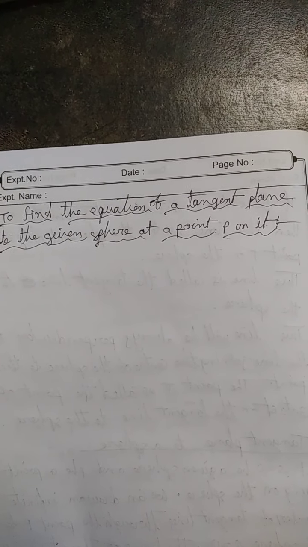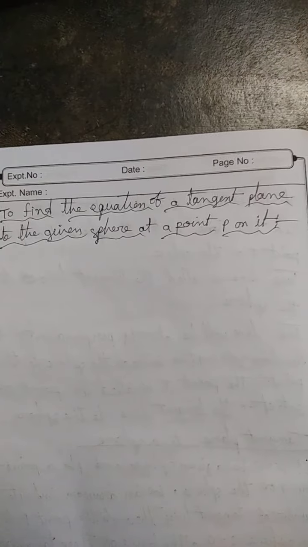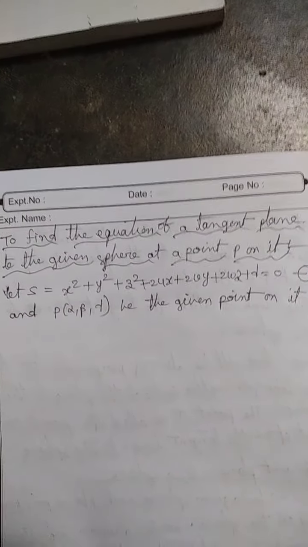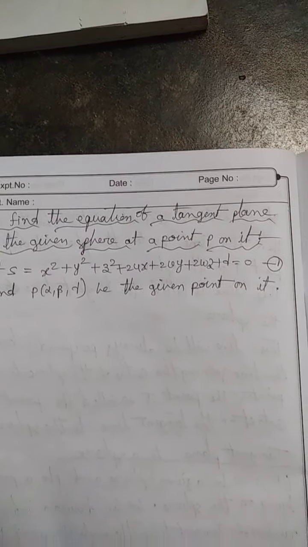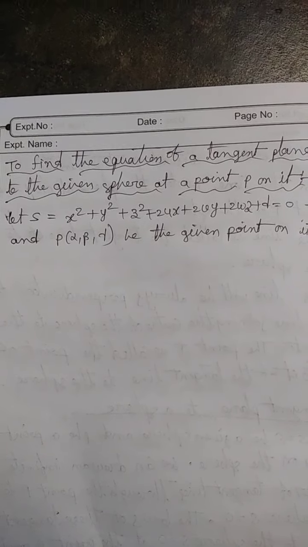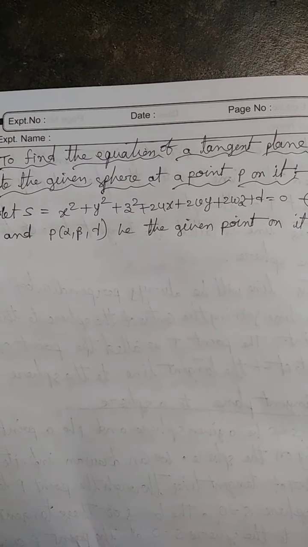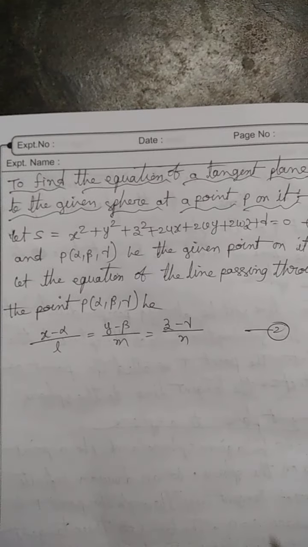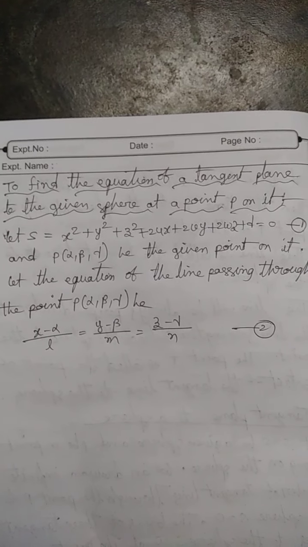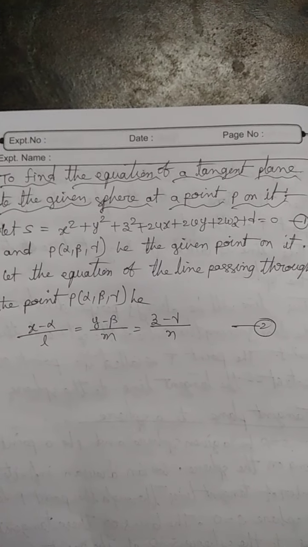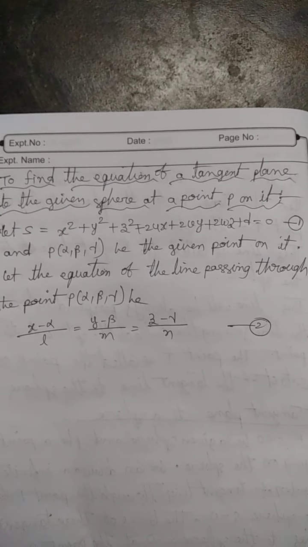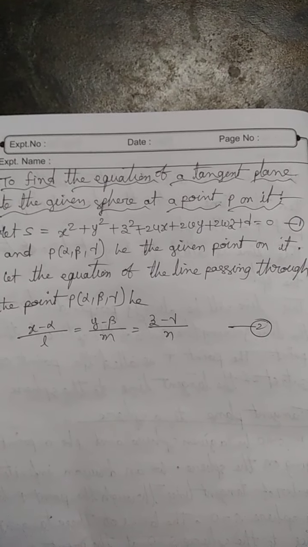Now, how do we find the equation of the tangent plane to the given sphere at a point P? Let the given sphere be S equal to x square plus y square plus z square plus 2ux plus 2vy plus 2wz plus d equal to 0, and P be the given point, that is alpha, beta, gamma. Now we know the equation of the line passing through the point alpha, beta, gamma is x minus alpha by l equal to y minus beta by m equal to z minus gamma by n, where l, m, n are the direction cosines and alpha, beta, gamma is the point.